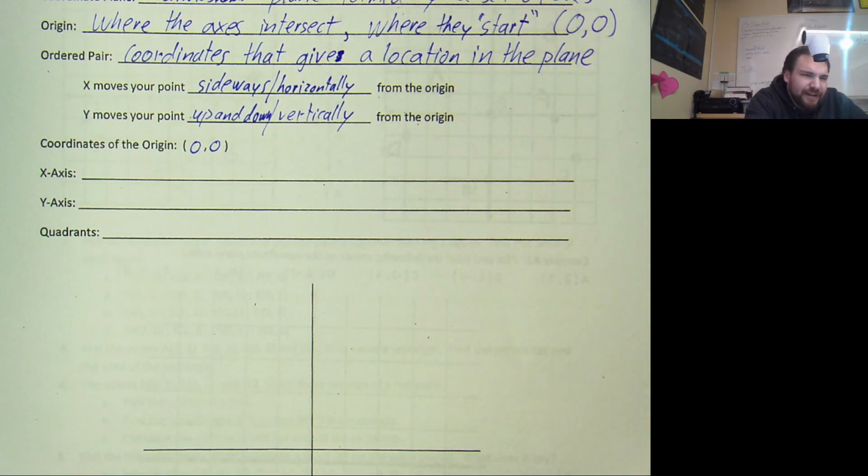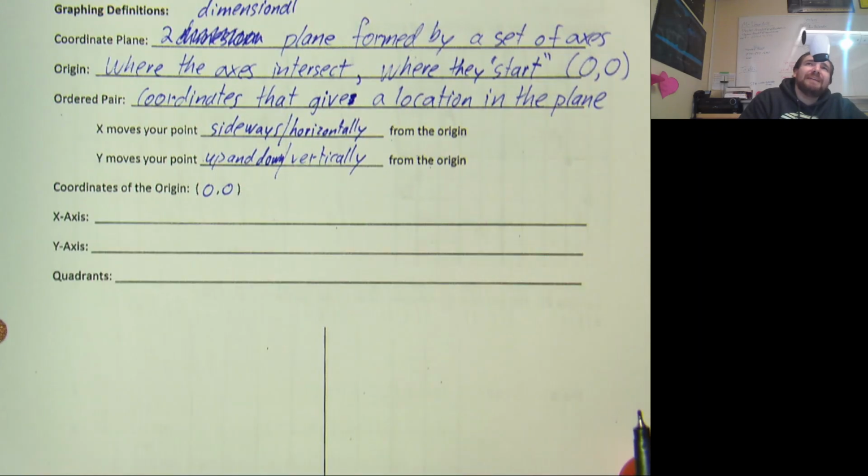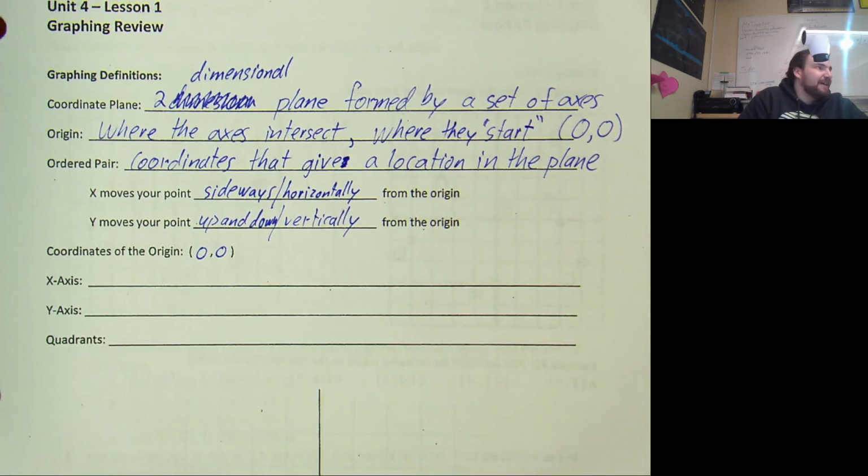Can 0 be positive or negative? What would that mean? I don't even know. You can't have negative nothing. There's just nothing.